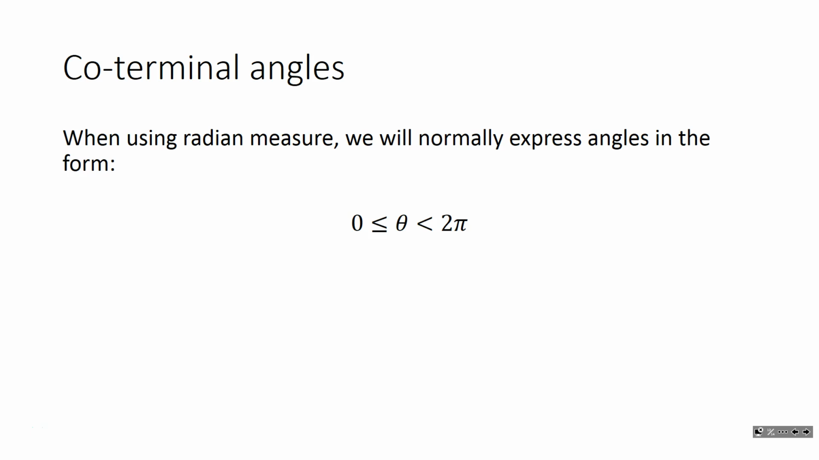When using radian measure, we're normally going to express our angles in the form theta is between 0 and 2 pi. 0 and 2 pi would describe the same angle, so we'll use 0 in that case. Notice there's no equality on 2 pi. Recall that if we were having this discussion for degrees, we would keep things between 0 and 360 degrees.